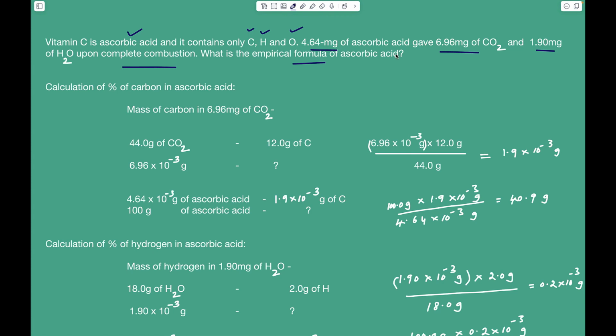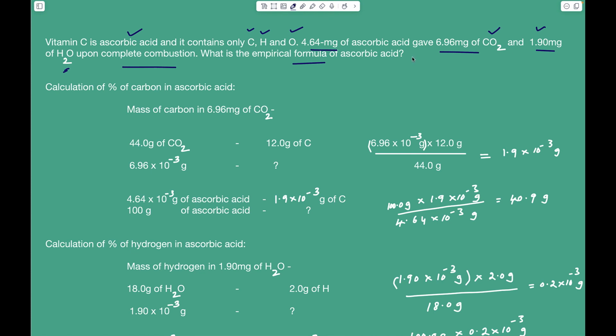First, you need to understand that whenever an organic compound is burned in excess of oxygen, also known as complete combustion, then all the carbon present in that compound gets converted into carbon dioxide, and all the hydrogen present in that compound gets converted into water vapor. You must have this knowledge to be able to solve this problem.